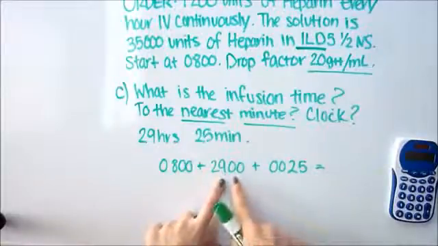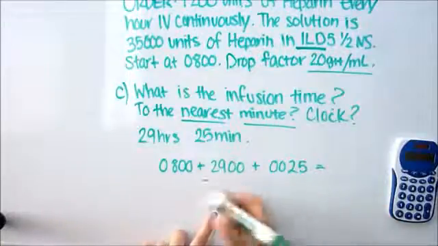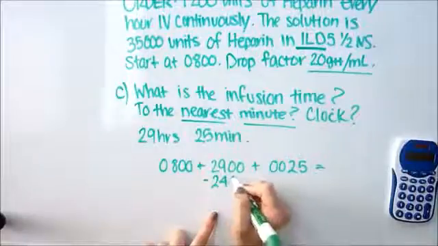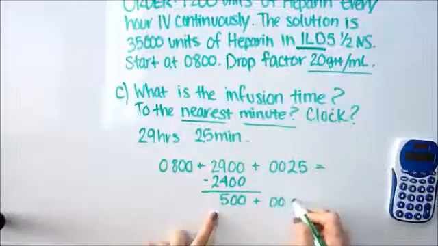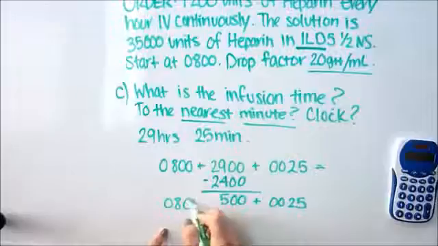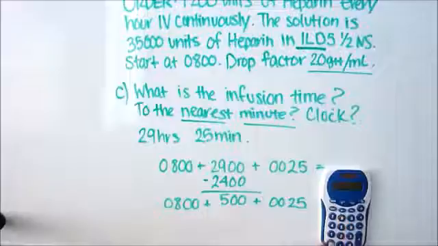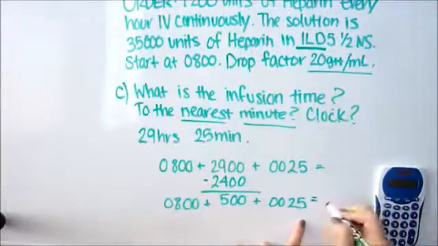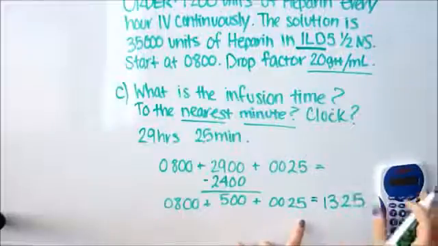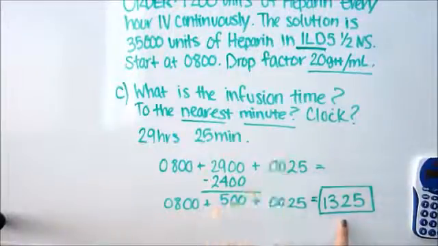Now 29 hours, we already know that 24 hours is in a day, right? And this is over a day. So we're not going to add all of it up. Instead, we're going to subtract 2400 from this, so that gives us an easier number to work with. So we already know that it's been one day, right? So we can go back to our calculator. 800 plus 500 plus 25 equals 1325. And that is the time on the clock that we will finish our infusion.